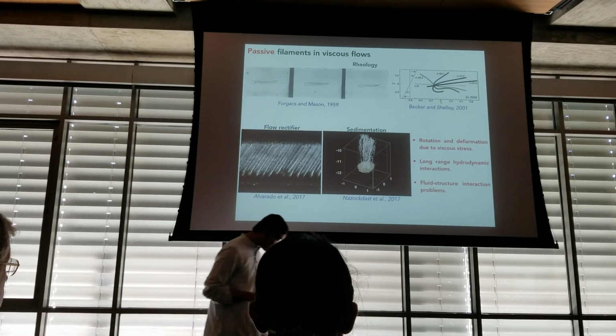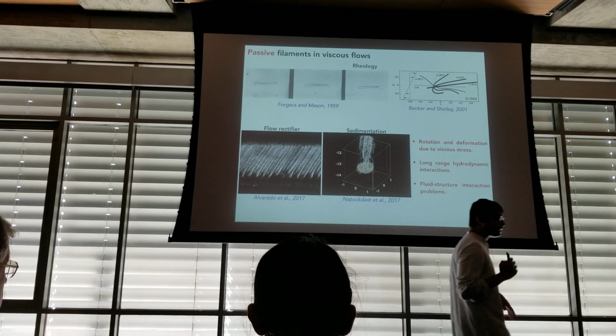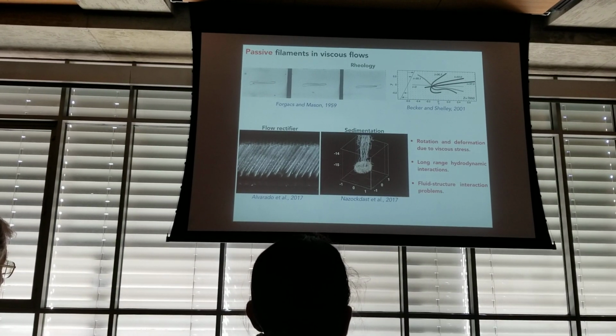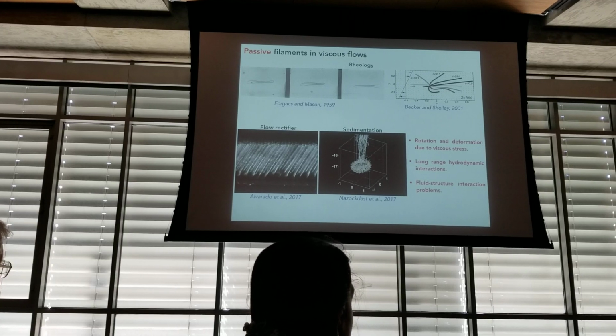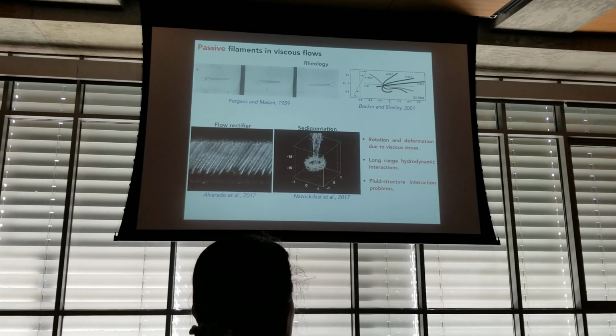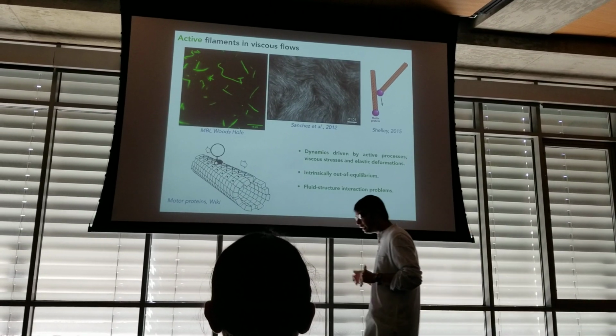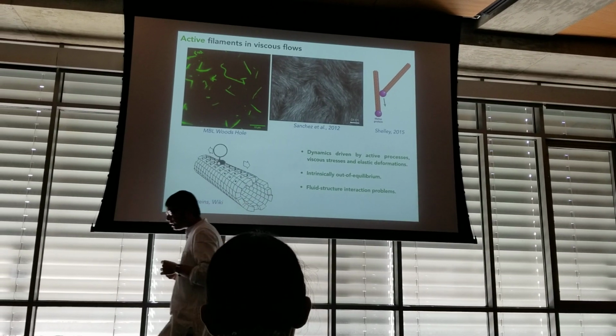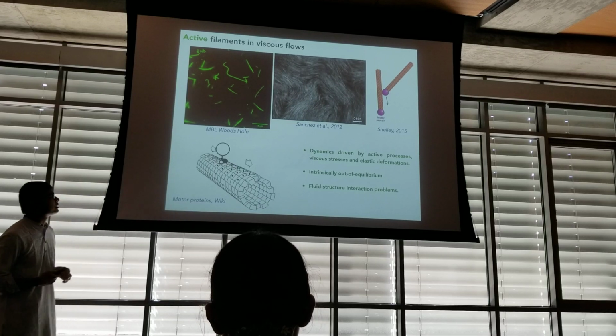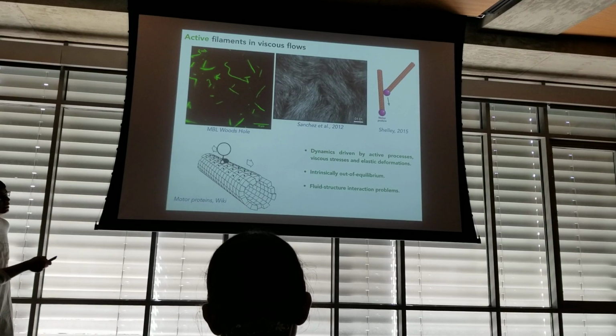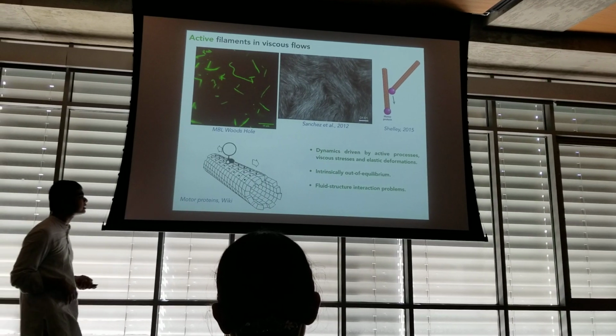So in all these examples, I'm calling the filaments or fibers passive because their dynamics is purely a result of viscous and elastic stresses. On the other hand, you can have active filament systems or active polymer systems, particularly relevant for biophysics problems, where the dynamics is dictated by non-equilibrium processes. Over here is an example from microtubules. That's a biological polymer. You can find it in the cell cytoskeleton.